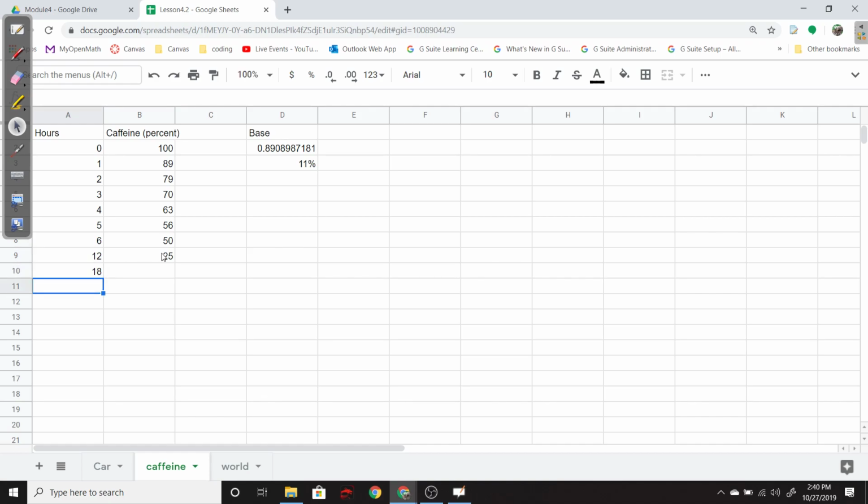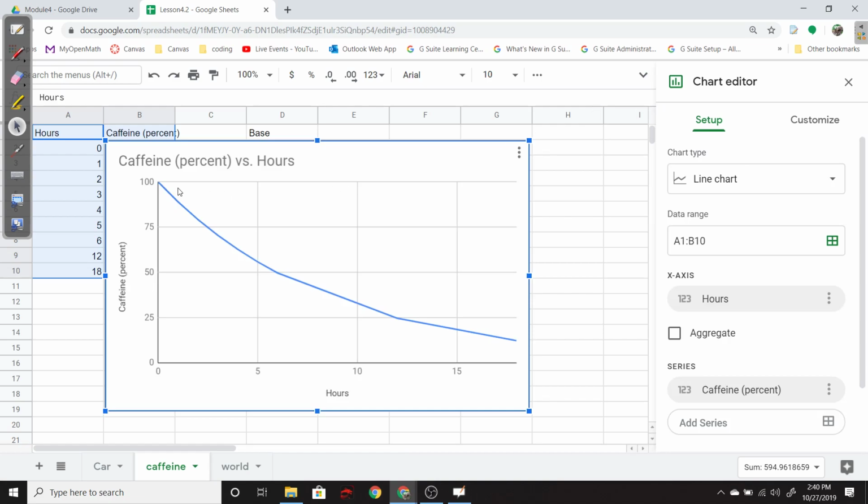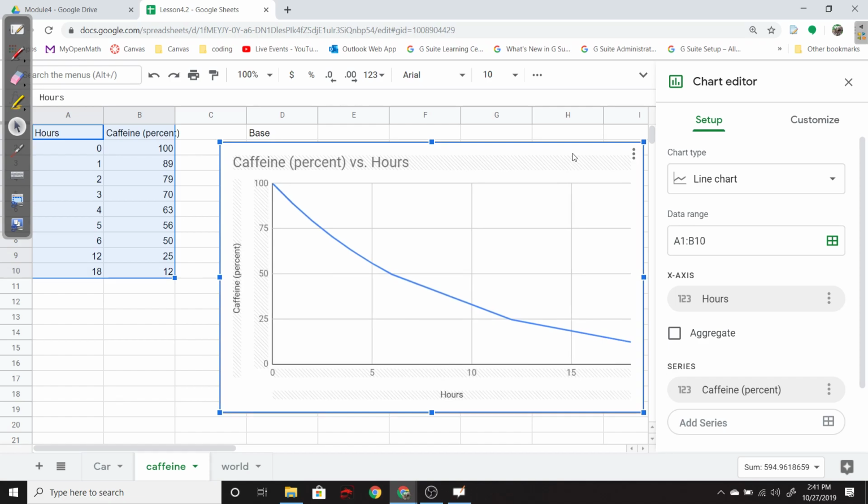I think we'll get a better shot of what's going on, the curve that's happening. Yeah, so here you can see a little more of the curve. It is not a straight line from end to end. The caffeine drops down steeper at first, and then it slows down the rate at which we get rid of it after that. So these kinds of problems are exponential growth and decay problems.